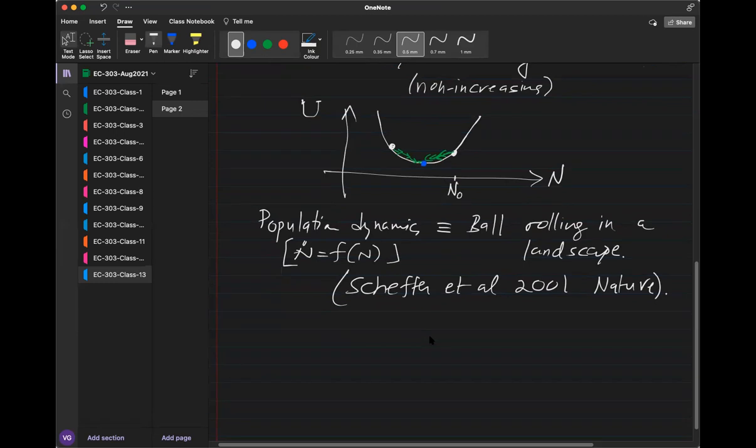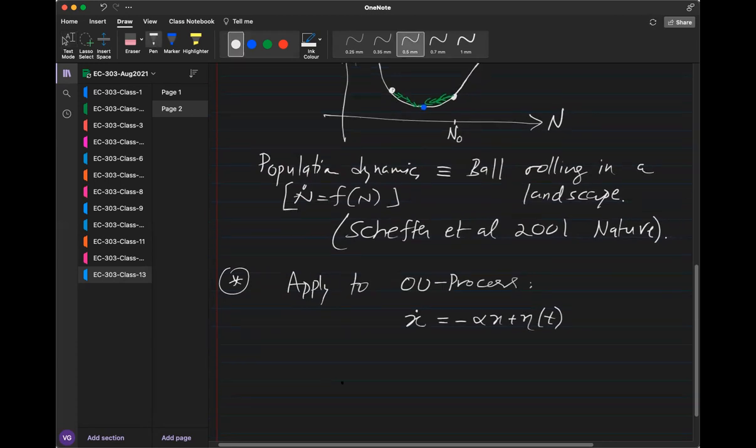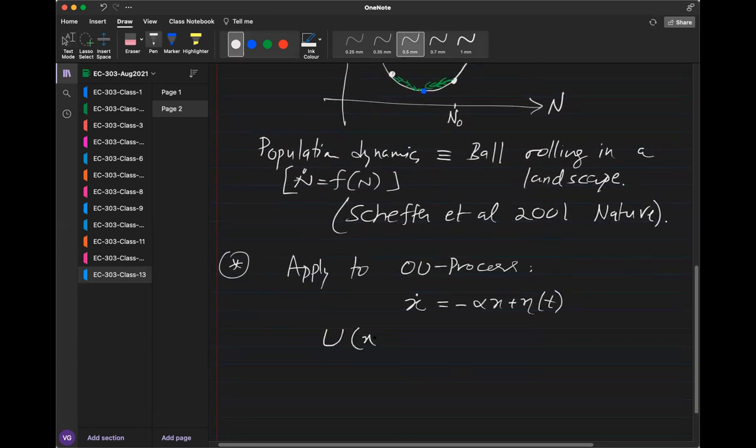Now let's go further. Let us actually apply this idea to the OU process. What is the OU process? X dot is equal to minus alpha x plus eta t. So what is the potential for this system? This is a noise term. Let us ignore the noise term. So the potential for this is, as I have described, minus the integral of f of y dy from some x0 to x.